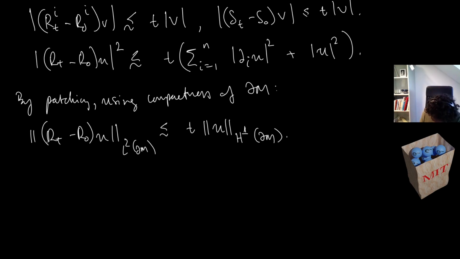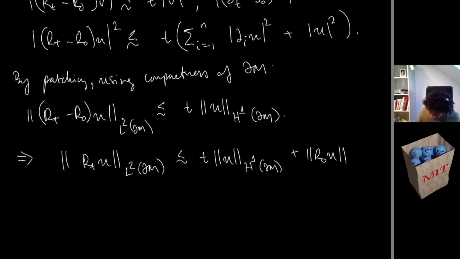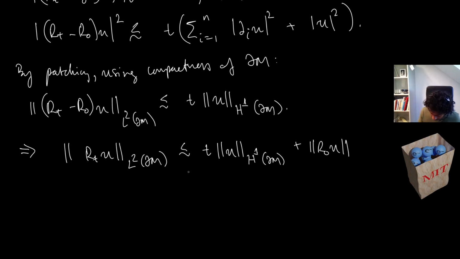But now the point is that this is the difference of two operators that we bound in this way. So by the triangle inequality again, this gives us that R_T of U is bounded by T times the norm H1 of partial M, plus R_0 of U. But R_0 of U is an operator of order 0, so it's just a bounded operator, right? So this gives us another bound, norm U in H1 of partial M plus norm U. So this is where the inhomogeneous term comes in.